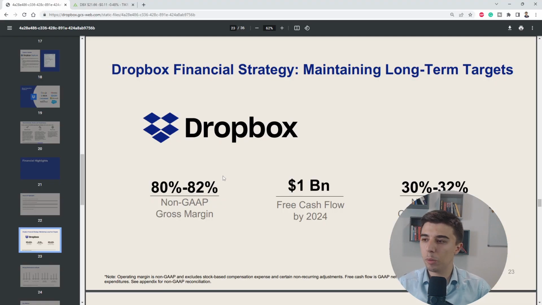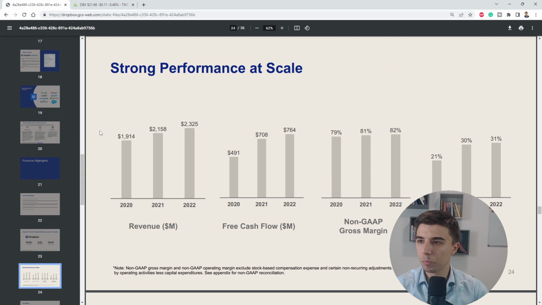This is a company that by 2024 expects to have 1 billion in free cash flow, right? So this is an incredibly important number. And if we take a look at some of the metrics, free cash flow was 500 million, 700 million, so it is growing over time. All right, so this company, based on these numbers, is doing well.